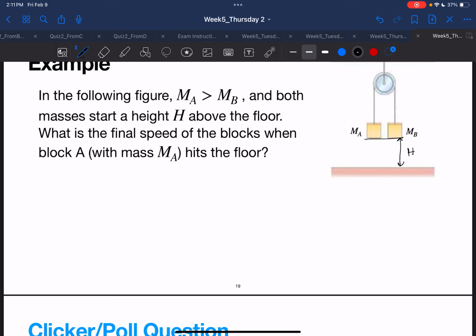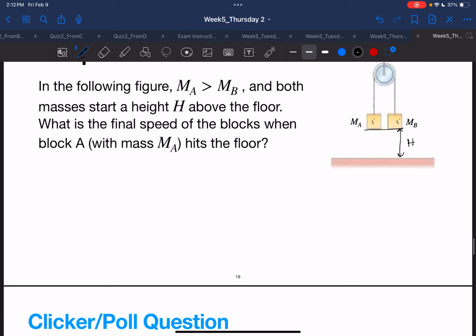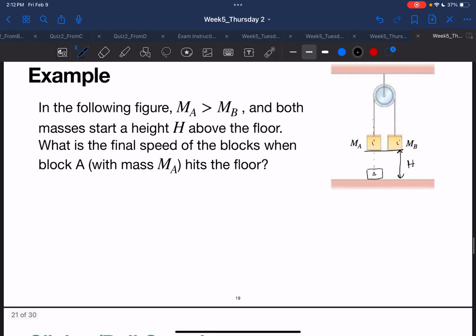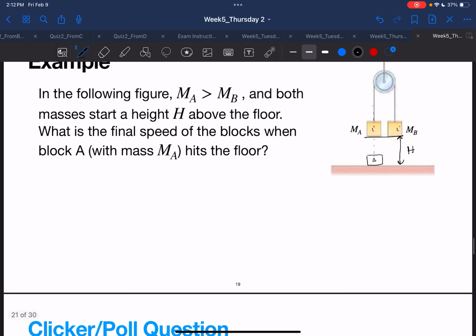So this is the initial starting point of the system. When this block moves downward and is about to hit the floor, so here's block A, well, block B has moved upward some height h. So while this block has moved down h, this block has moved upwards h from this point. So this height is some h, and here's block B.